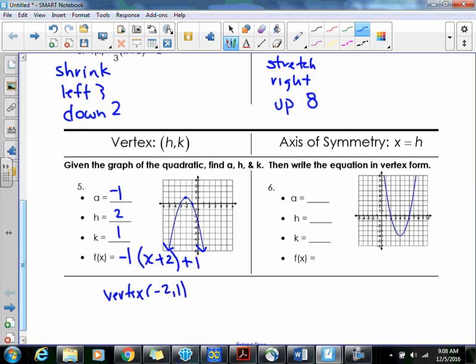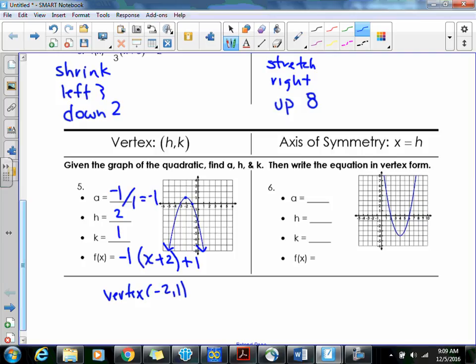I'll do another one. Okay, so to get the A, I need to get to a point on the parabola that's 1 unit either to the left or to the right of the vertex. So in order to get to that point will be right here, because this is 1 unit away. The axis of symmetry is at -2, and so I need to get 1 unit to the left or to the right. So I'm going to get to this point right here. So I'm just going to go down and over. Because I went down 1 over 1, which is -1. So that's why A is -1.